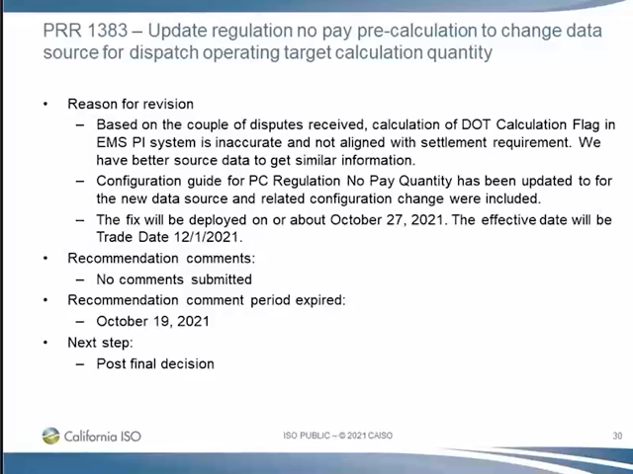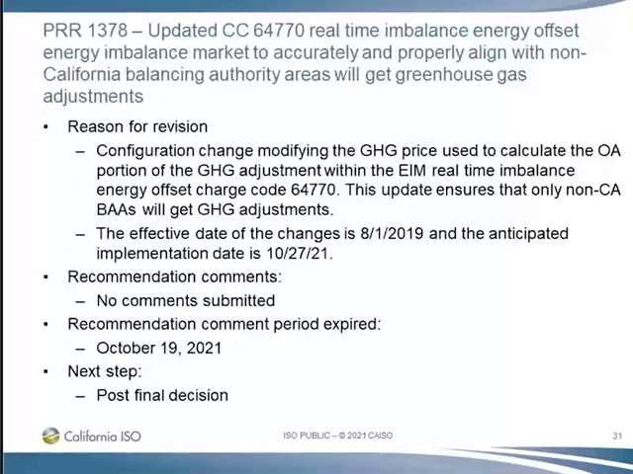This was in regards to the regulation no pay pre-calculation, and it's to change the data source from the dispatch operating target calculation quantity. This was effective dated 12/1/2021. It has been deployed. It's going to get deployed on the 28th of this week. And so far, we have no comments submitted for this PR. Our next step is to post final decision. Next PR.